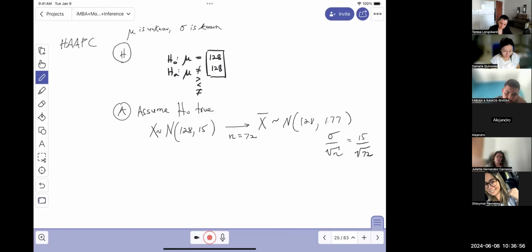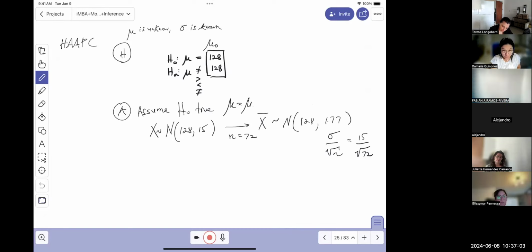Is that correct? So what we've done is assume that mu is equal to mu0 of 128. That's our assumption. And everything falls out of there. Okay, so if I can do that, then I expect that the sample mean has this distribution. Questions?